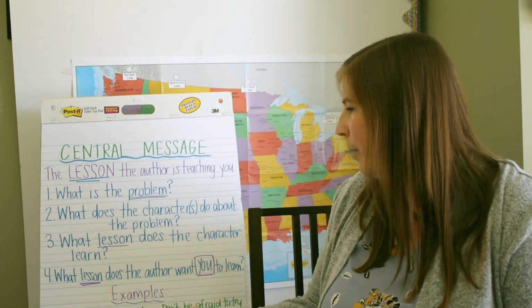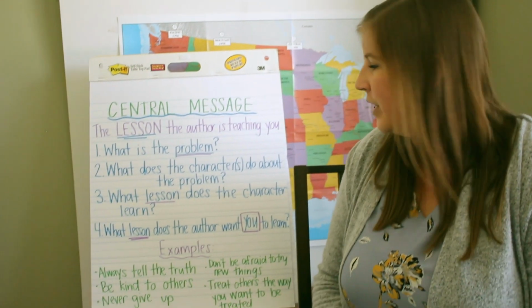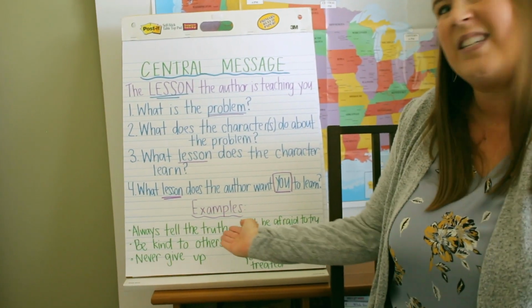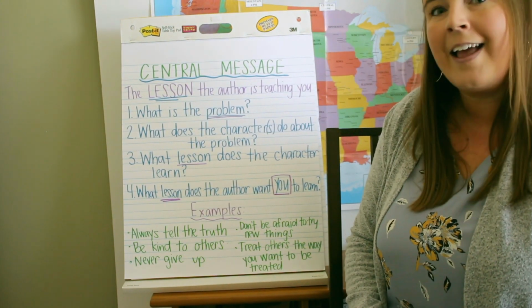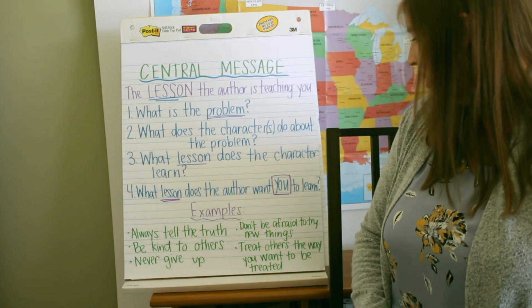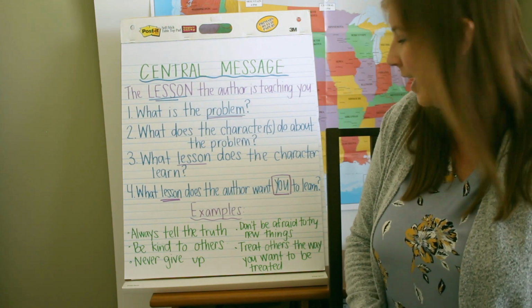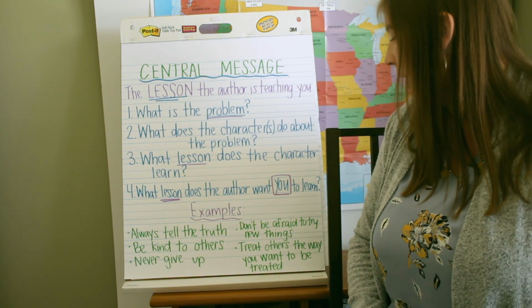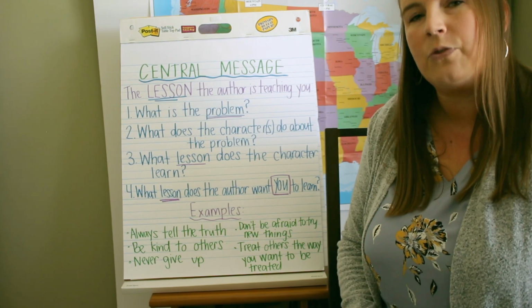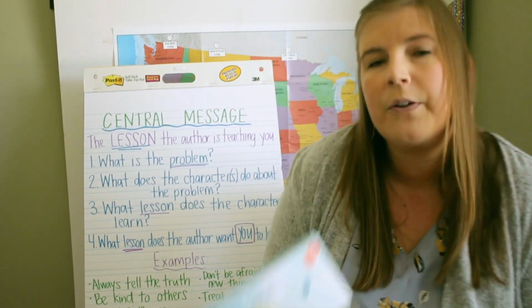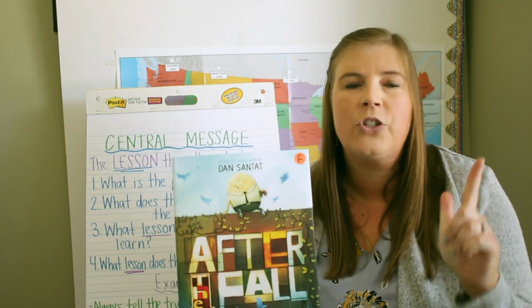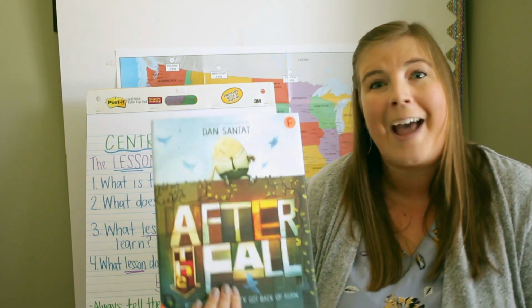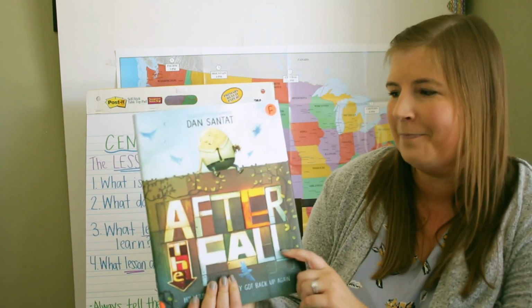These are some examples of central messages that are found in stories. Always tell the truth, be kind to others, never give up, don't be afraid to try new things, and treat others the way you want to be treated. After we're finished reading the story, we are going to recount it and determine the central message. Now let's get started reading the text.